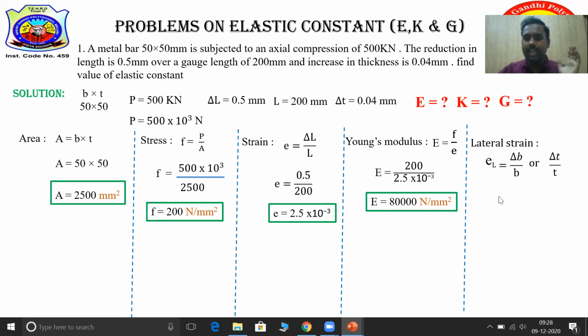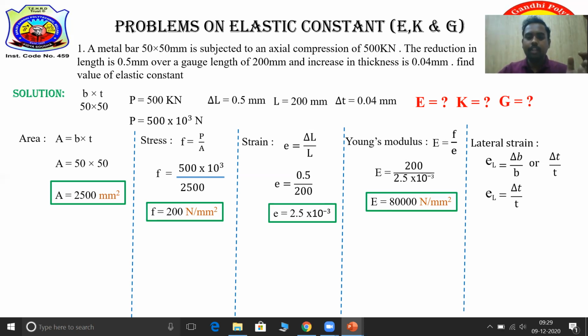Okay, done. Now just analyze whether I should use delta B by B or delta T by T. From the given data, delta B is unknown, but we know the value of delta T. So we can take EL equals delta T by T. Even if we knew the value of delta B, then I would have taken delta B by B. You can take both.